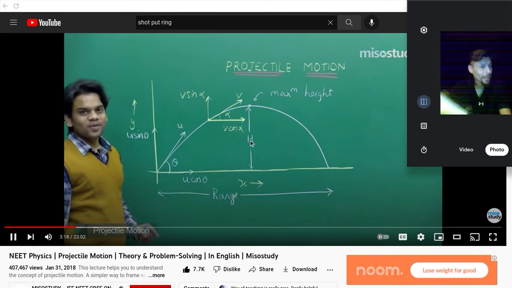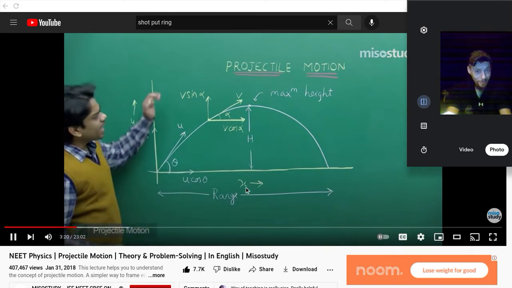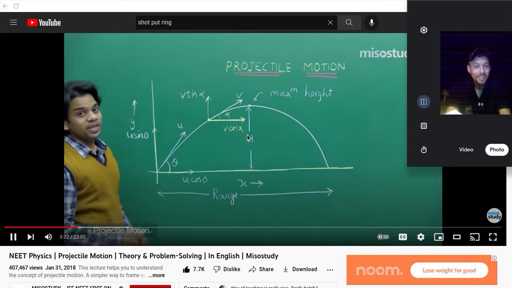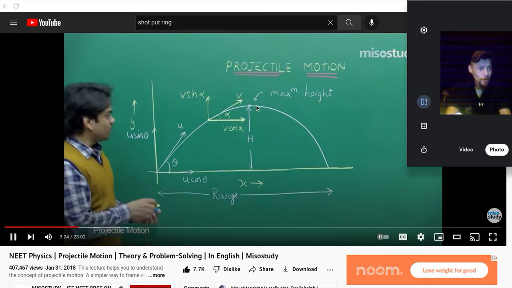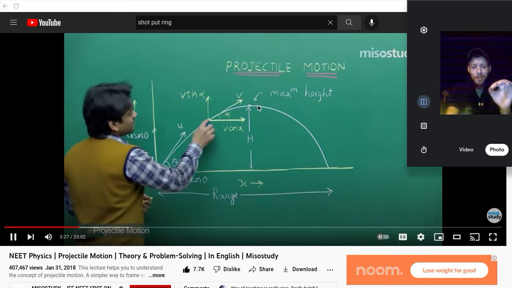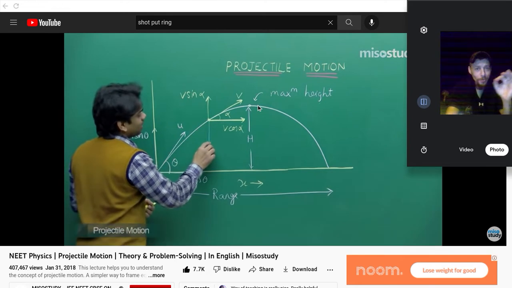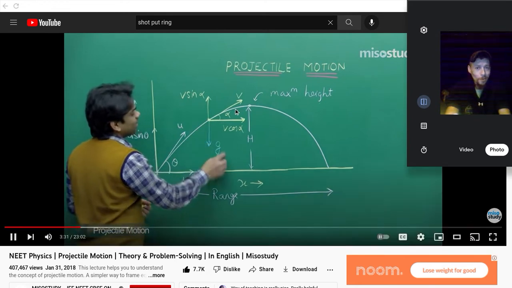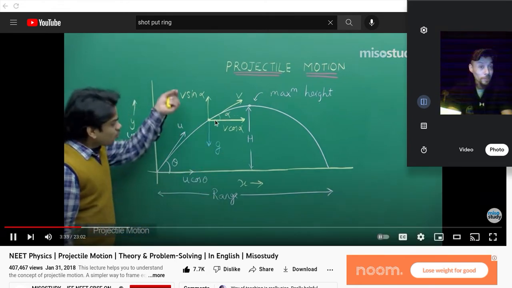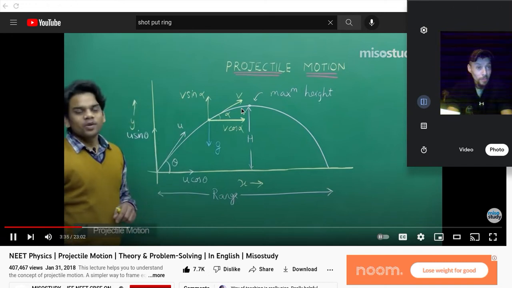The only acceleration acting on the particle will be g, that is acting downward. So I'm marking the acceleration acting on the particle. It's only acting along the vertical downward direction. So all the things are clear to us.